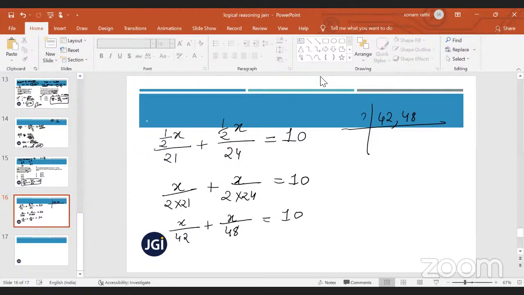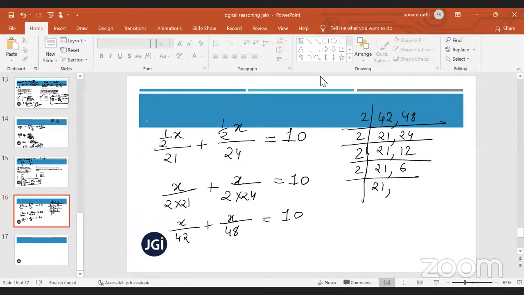Can I divide by 2? Yes, 21, 24. Divide by 2 again, 21, 12. Divide by 2 again, 21 and 6. Divide by 2 again, 21 and 3. Divide by 3, 7 and 1. Divide by 7, 1 and 1. So what is the LCM? 2 into 2 into 2, 2 into 2 into 2 into 2 into 3 into 7. LCM is 336.